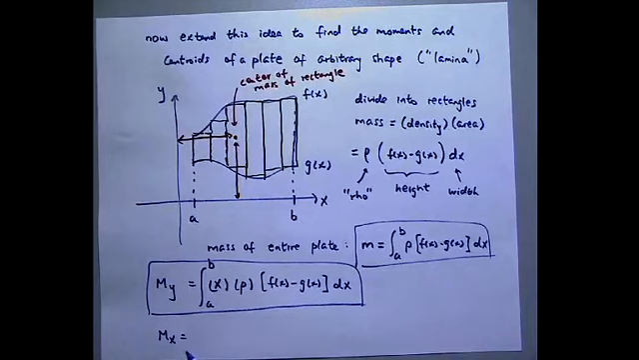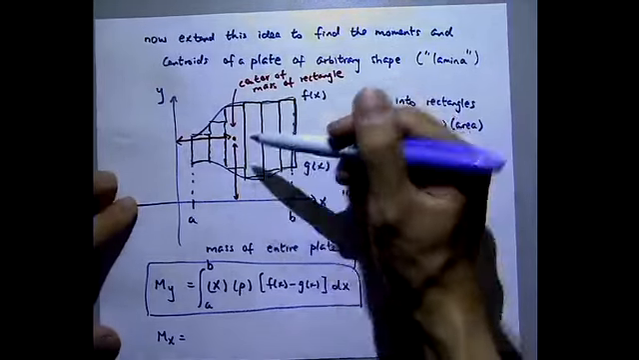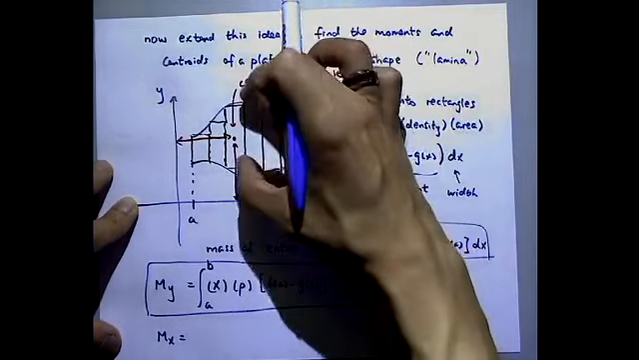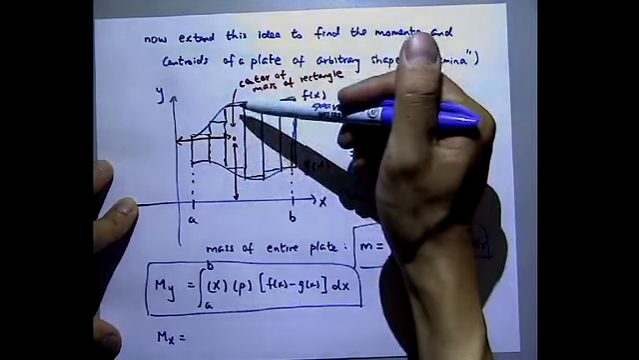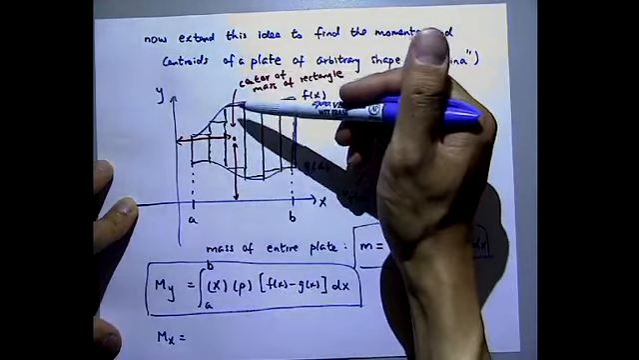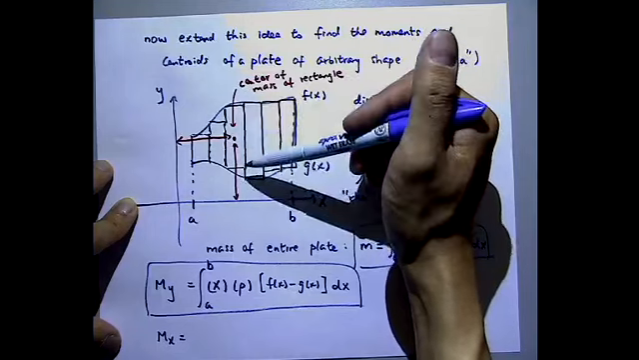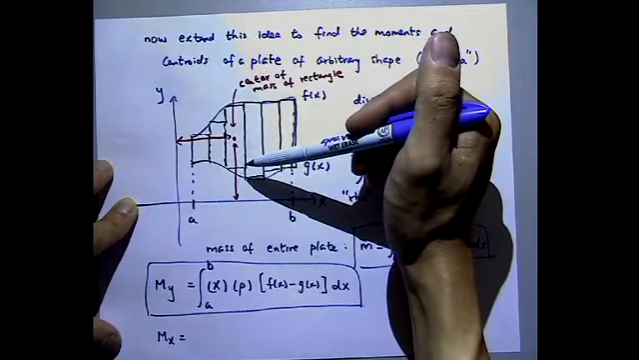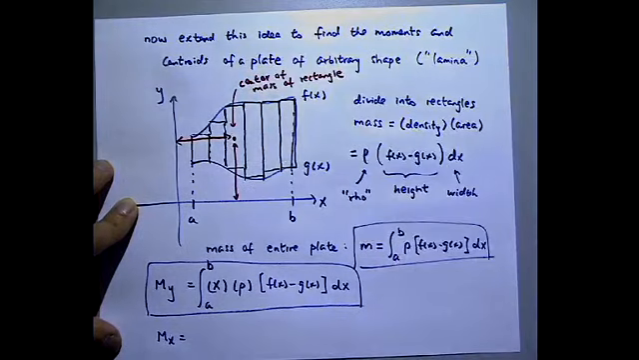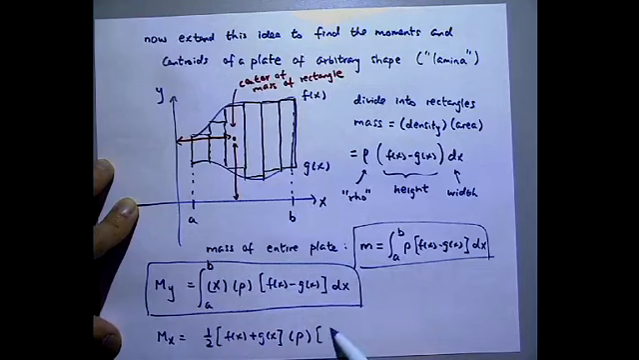Now, Mx is trickier. The distance from the x-axis to the center of this one is the average between the top and the bottom. You see that? The average between here and here. How would you calculate the average between the top and the bottom? Yeah, add them together, divided by 2. Good. So we do 1/2 the top plus the bottom. And then the mass, same thing, right? Rho times f of x minus g of x dx. And then we integrate from A to B.